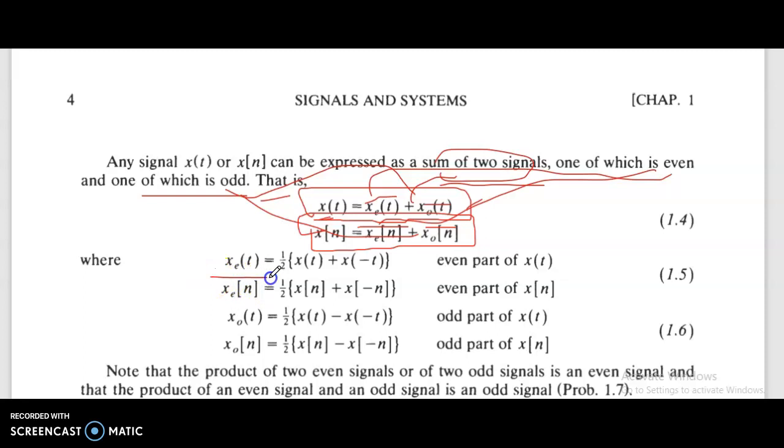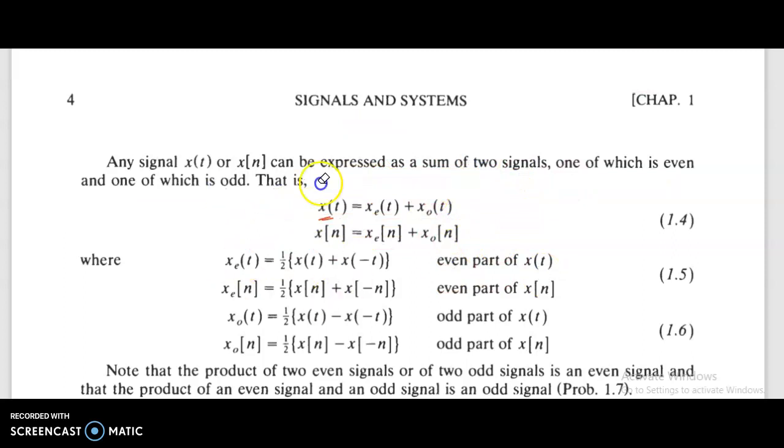Where xe of t, that is this one, xe of t equal to 1 by 2 of x of t plus x of minus t. Here the even signal means half of this total, it means x of t plus x of minus t.